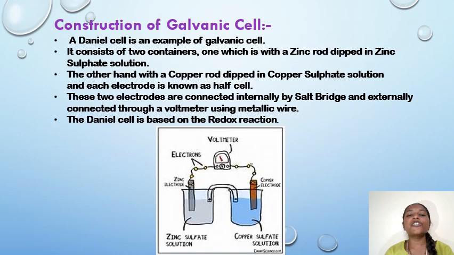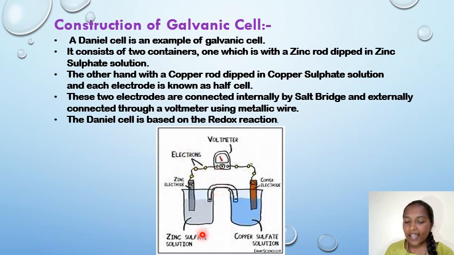Let us study the construction of a galvanic cell. A Daniell cell is an example of a galvanic cell. A galvanic cell consists of two containers. In one container, a zinc electrode is dipped inside a zinc sulfate solution, and the other container consists of copper sulfate, and a copper electrode is dipped inside this solution. These two electrodes are internally connected by a salt bridge and externally connected by a metallic wire to the voltmeter.